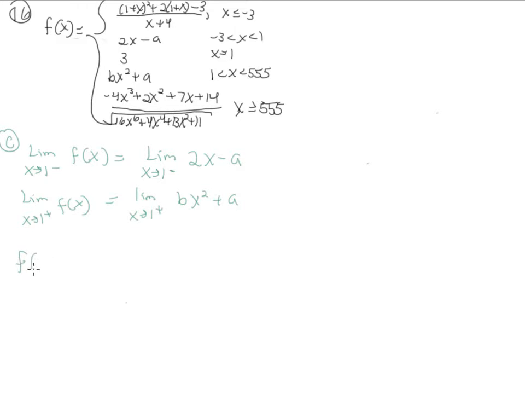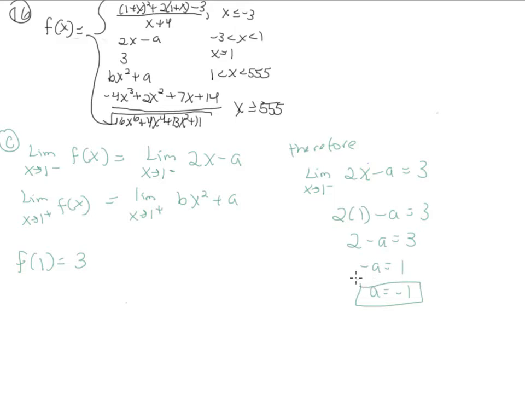Now, for the limit to exist, I know the limit from the left must equal the limit from the right. I also know that it must equal the function value. So I'm going to set this up as the limit as x approaches 1 from the left, which is 2x minus a, needs to equal my function value at 1, which is 3. Substituting in the 1, I end up with 2 minus a equals 3. Easily solving this equation for a, I get that a should be equal to negative 1. Now I'm going to look at the limit from the right to figure out my b value.